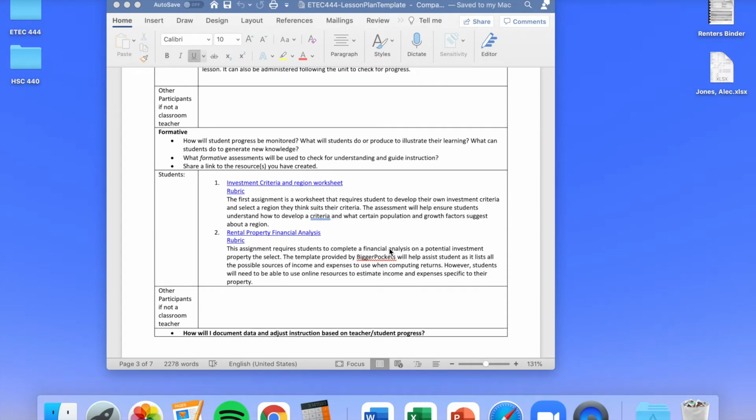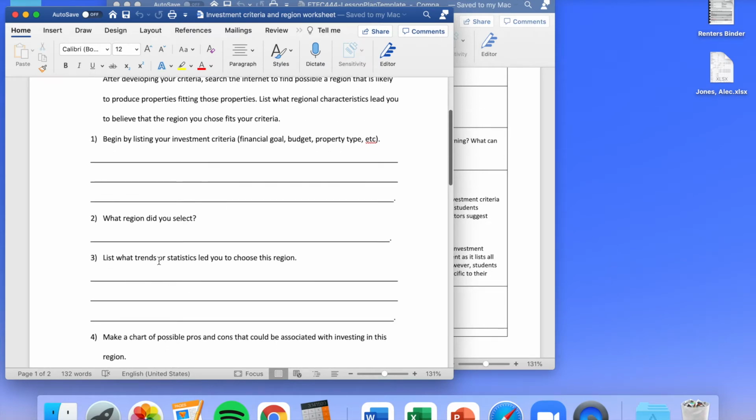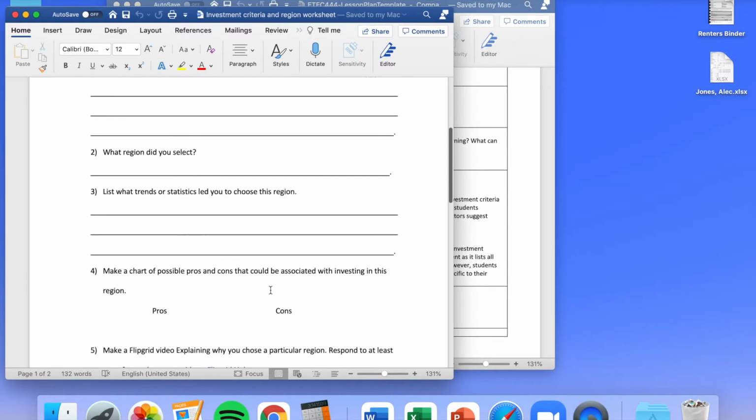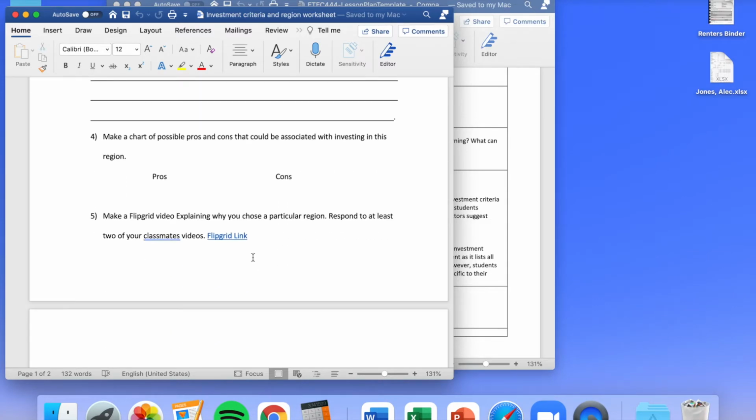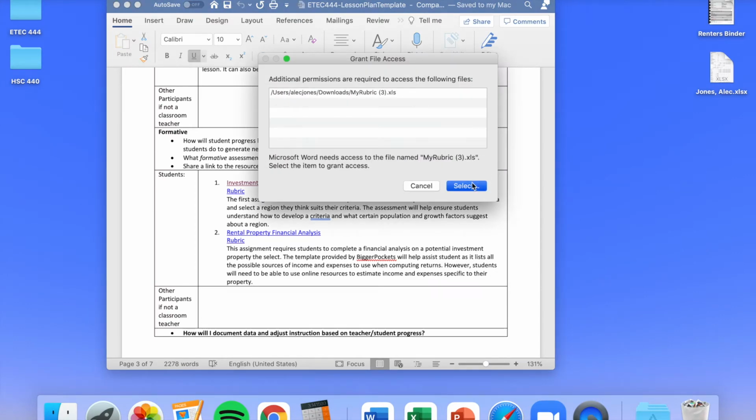For formative assessments, we have 2 worksheets and a Flipgrid activity. Worksheet number 1 is about investment criteria and choosing a region to invest in. Students are going to come up with their own investment criteria and their own region, then list what led them to choose this region, with a pros and cons chart. Then they make a short Flipgrid video explaining why they chose a particular region, and respond to at least 2 of their classmates. And then we have the rubric for this assignment right here.